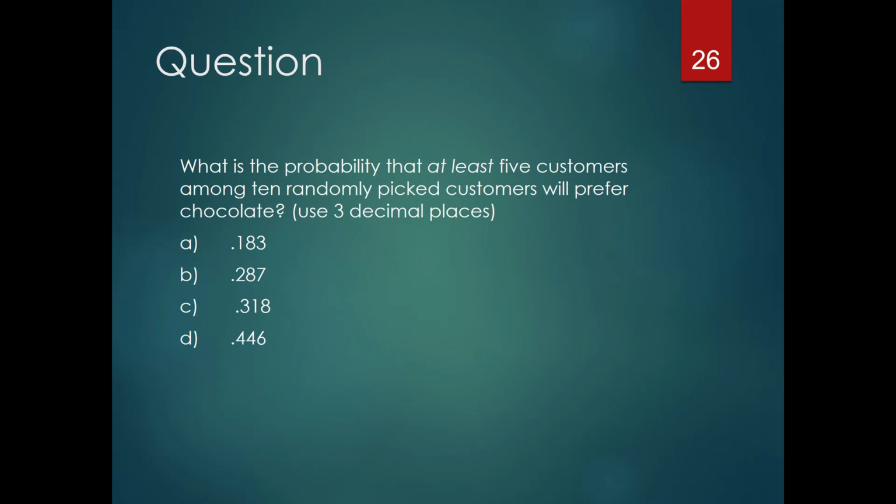So part A. All right, what is the probability that at least 5 customers among 10 will prefer chocolate? So here's a case where we want 5 or more. So basically, we're going to have to do the complement rule with 1 minus because this is a greater than problem. I want to know 5 or more. So the complement is going to be 4 or less. So I actually want to put in 4 in this case when I do the binomial distribution function.